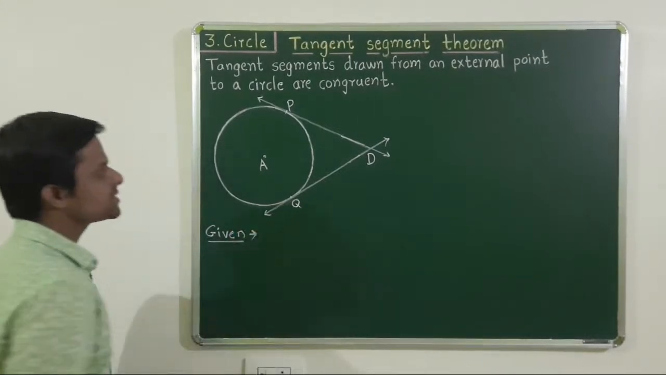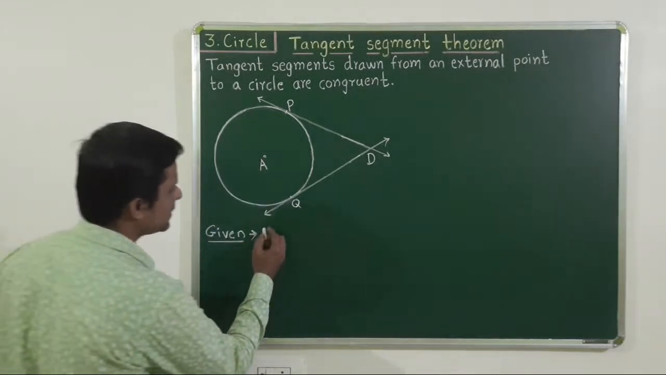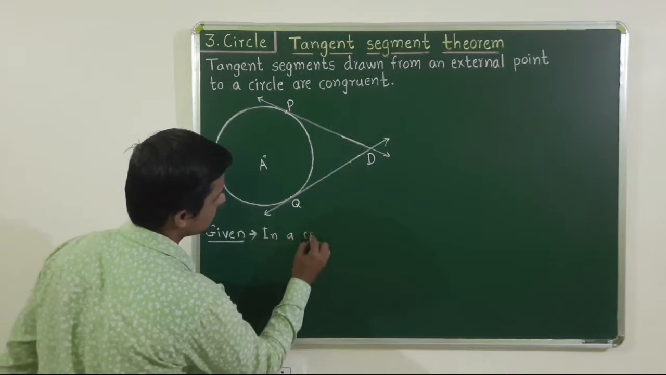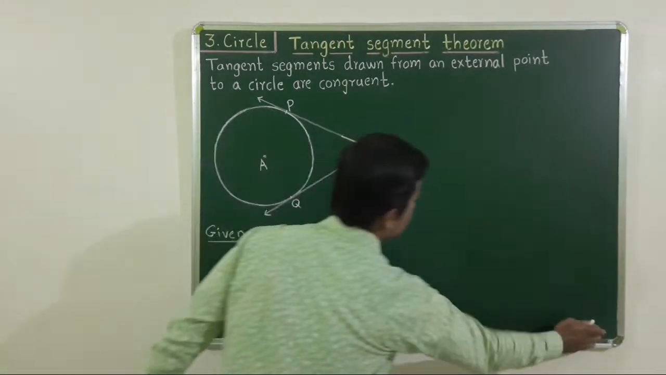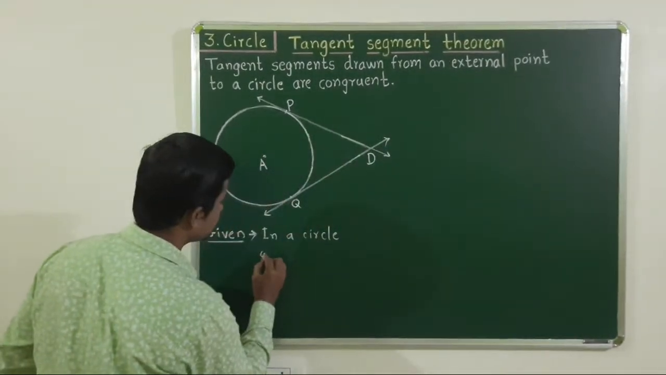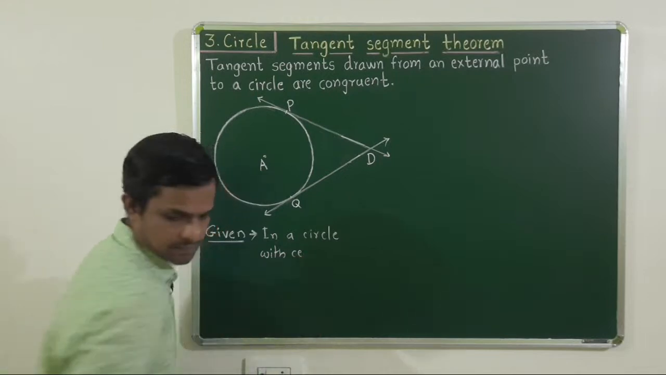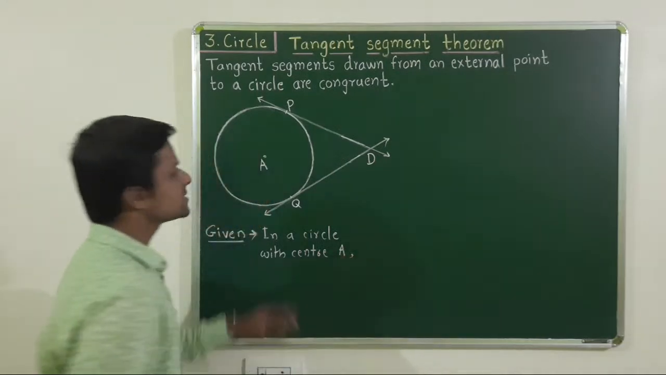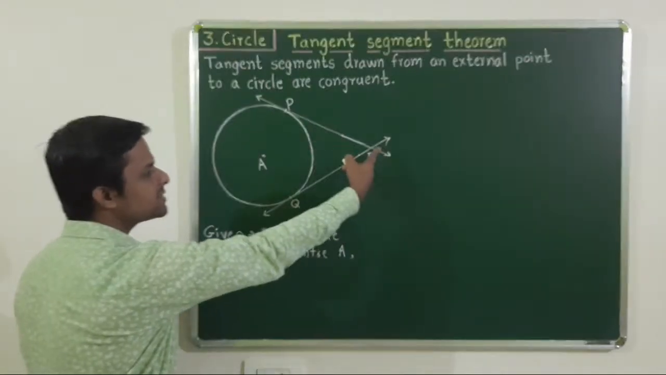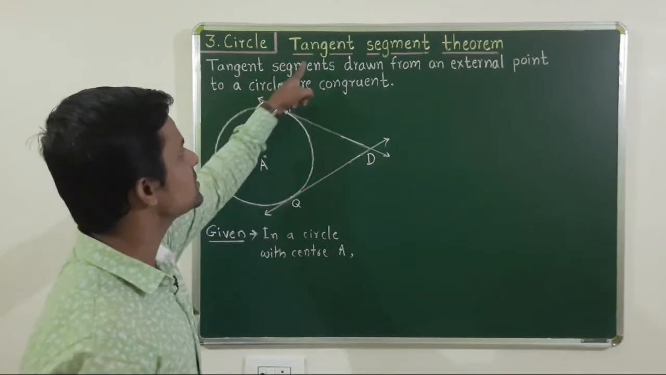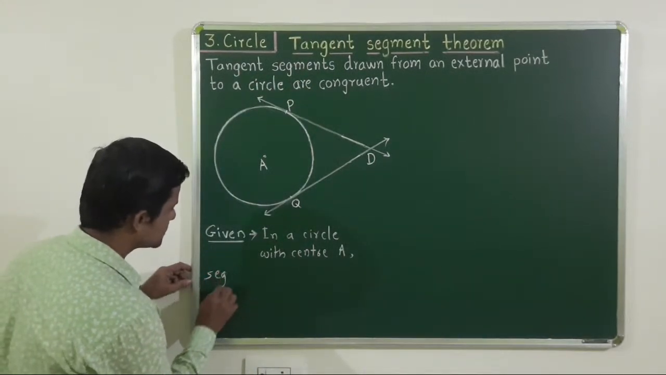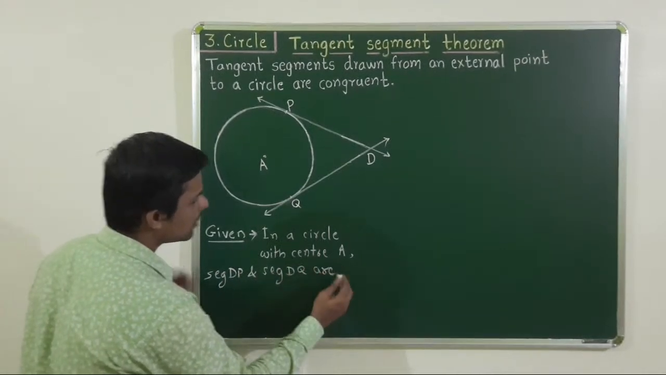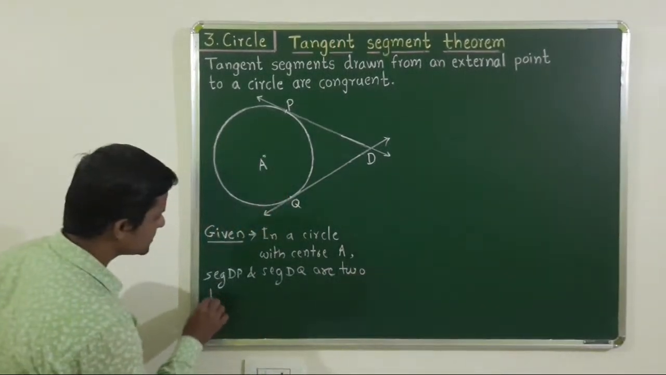Now what is given in this diagram? That is, in a circle with center A, segment DP and segment DQ are the two tangent segments.